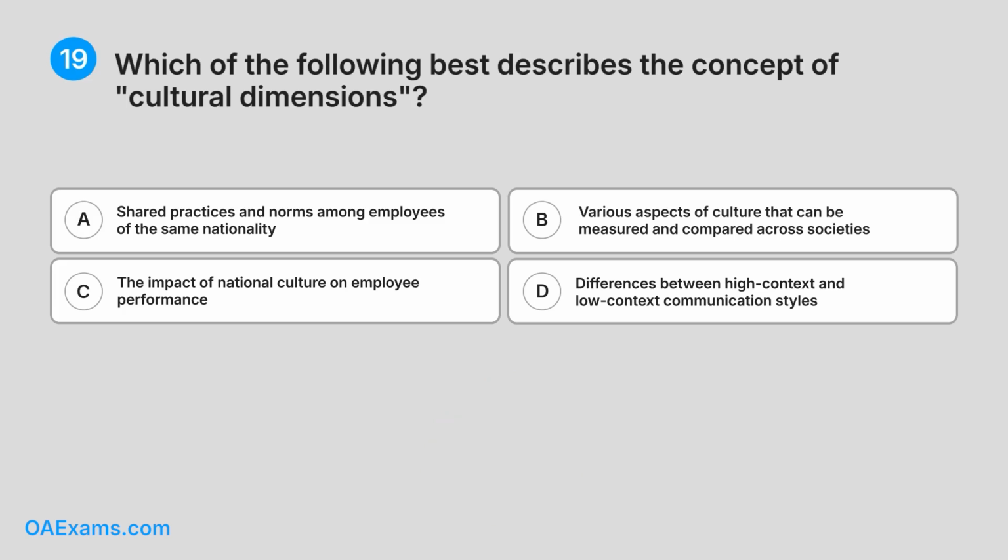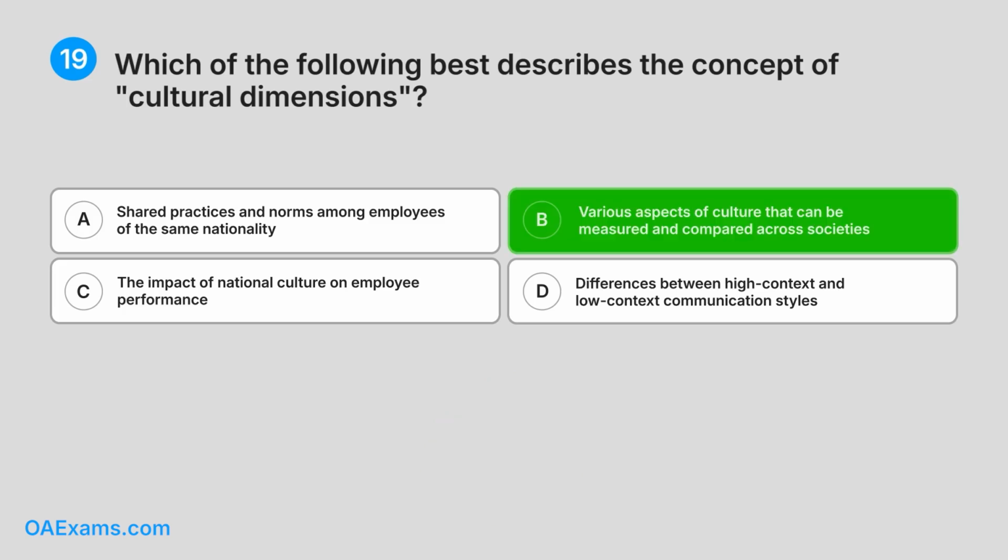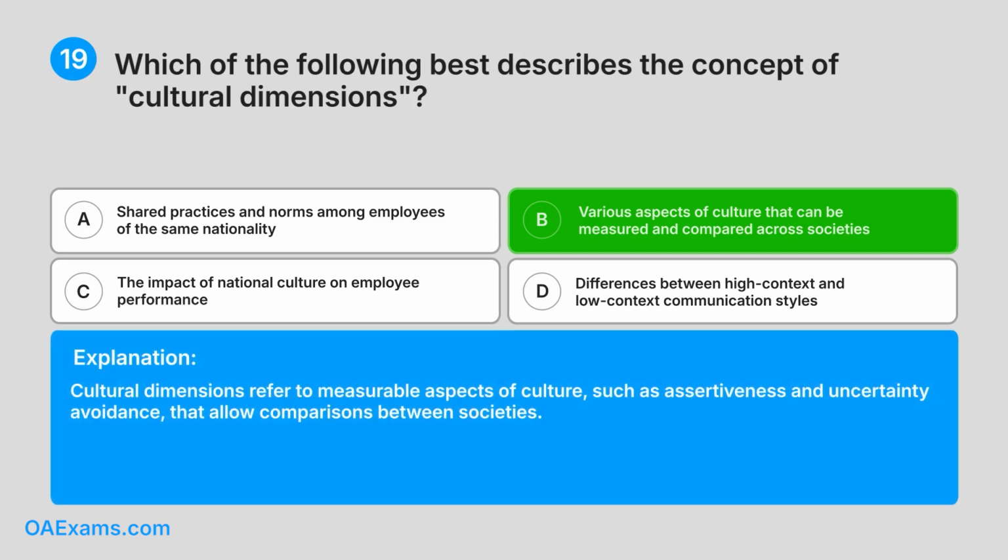Correct answer, B. Various aspects of culture that can be measured and compared across societies. Explanation. Cultural dimensions refer to measurable aspects of culture, such as assertiveness and uncertainty avoidance, that allow comparisons between societies.